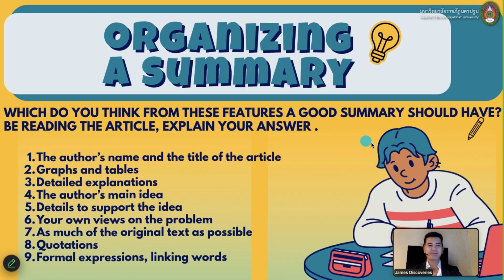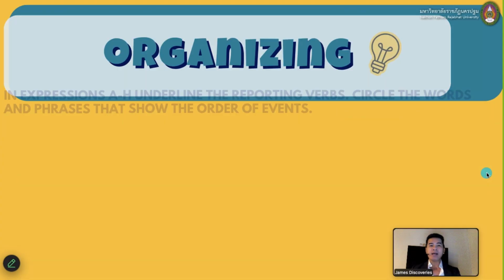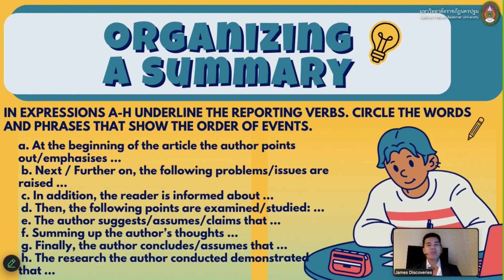Okay. Now I will give you some ideas, all right? In expressions A to H, underline the reporting verbs. Circle the words and phrases that show the order of events. So we have here A to H, right?